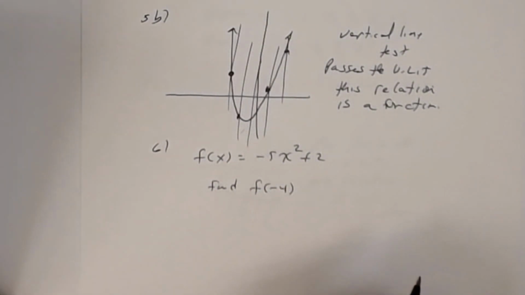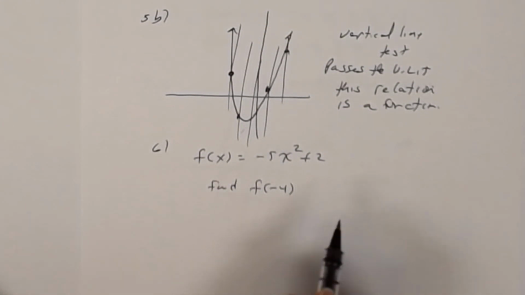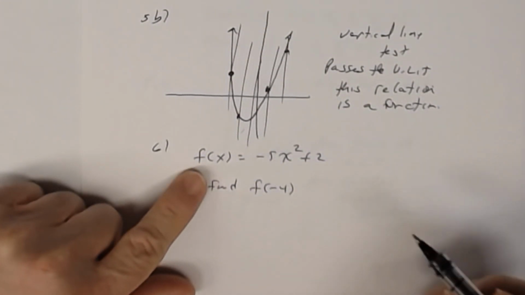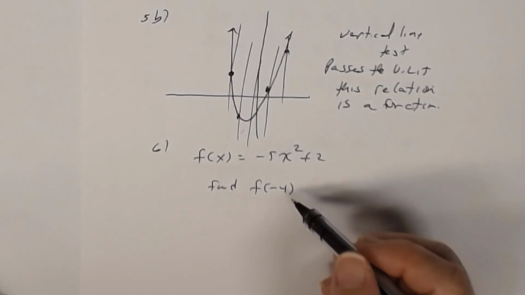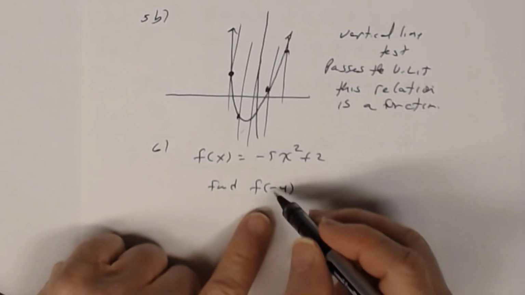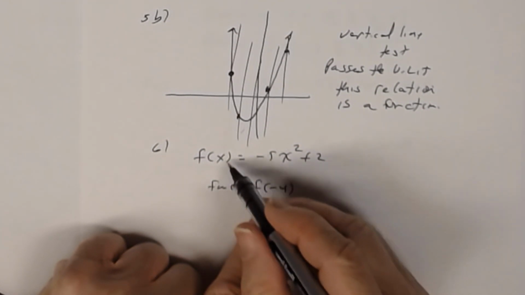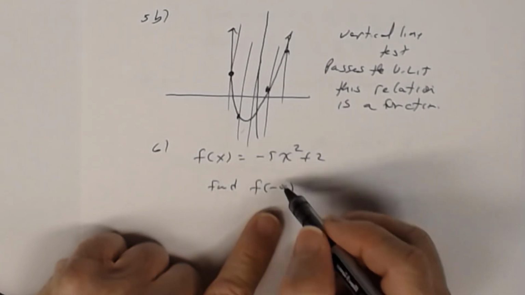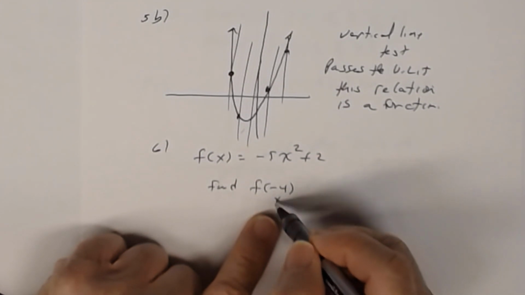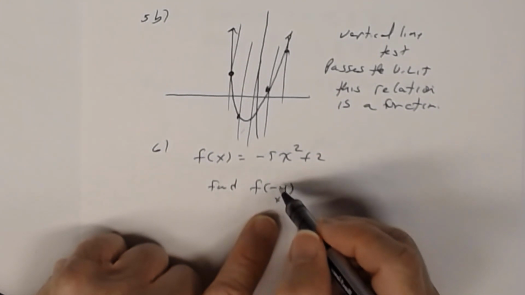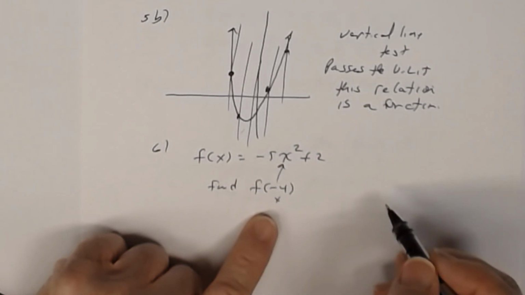So we're dealing with function notation here. And so remember, f of x means the same thing as y. Basically, this is f of x, right? So where we see the variable x, you can substitute negative 4. So this is f of negative 4.